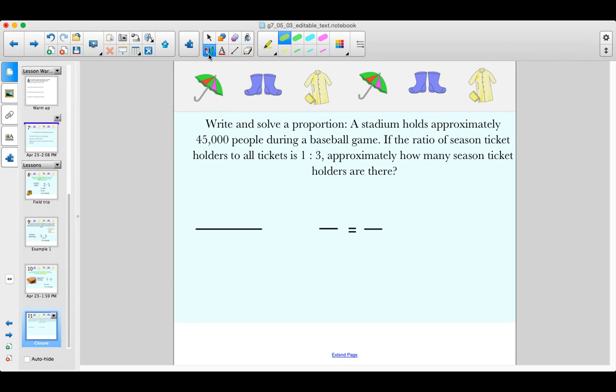So again, let's start by thinking about what are the 2 things we're talking about? What are we comparing in this problem? And that is the ratio of season ticket holders compared to all the tickets. So if we have our whole stadium filled, we have season ticket holders that we're looking at, and then we have all people. Pause the video and set up your proportion. And once you have it set up, even go through and solve.